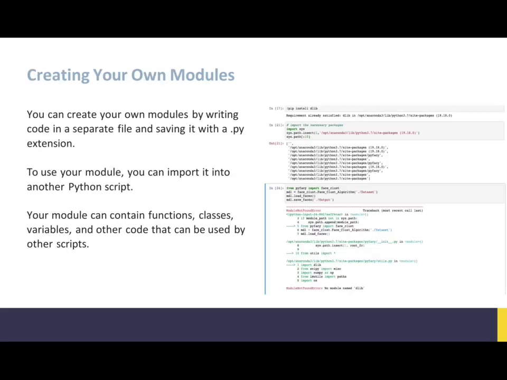Creating your own modules. You can create your own modules by writing code in a separate file and saving it with a .py extension. To use your module, you can import it into another Python script. Your module can contain functions, classes, variables, and other code that can be used by other scripts.